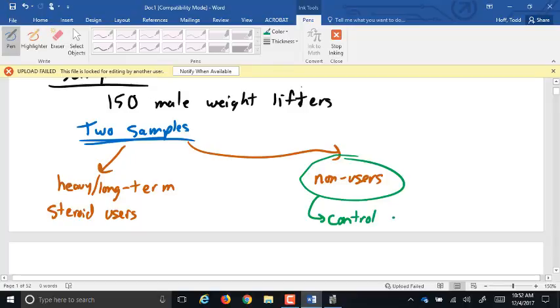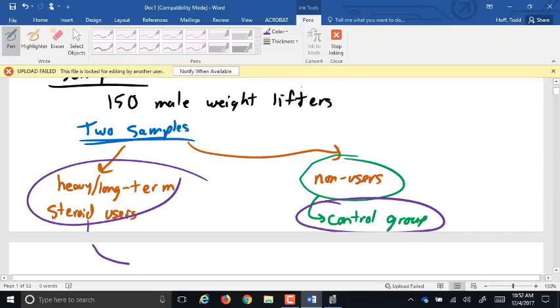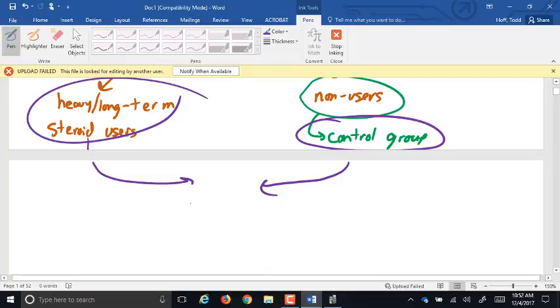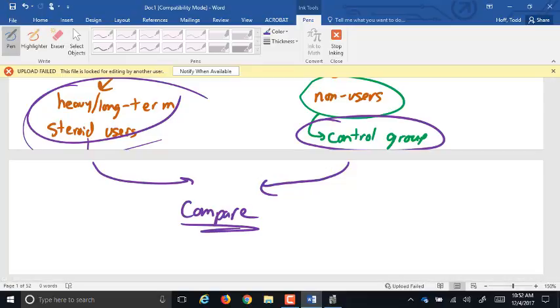Perfect. It's called a control group. We have to be able to compare the test group to something. I mean, we can't just take the heavy users, scan their brain, and say, oh, their amygdala is this size or whatever. You have to have something to compare them to, or you can't really draw any conclusions.